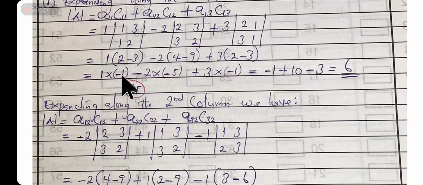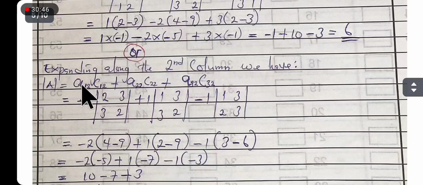1 times minus 1 is minus 1. Minus 2 times minus 5 is plus 10. Then 3 times minus 1 is minus 3. Minus 1 plus 10 minus 3 will give us 6.